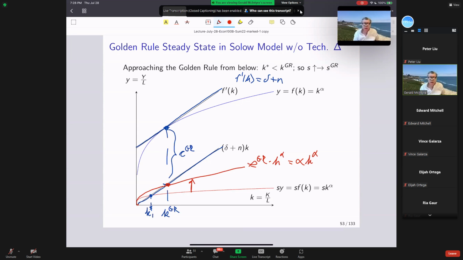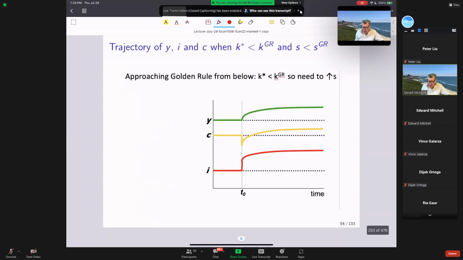But there's a problem with this. Okay? I want to show you the political problem. This is how it goes. You go from here, shift up the savings function, and the economy goes from this point to the golden rule right here. And you move out there. But look, here are the trajectories. Let's just check the trajectories here.